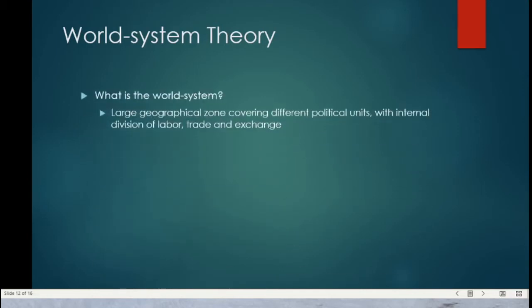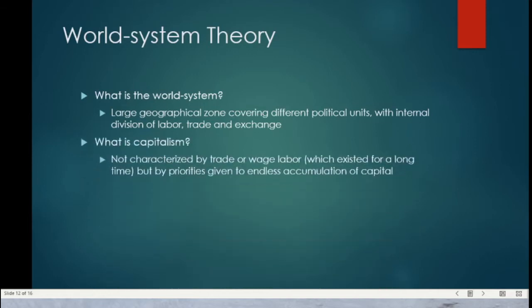So, according to Wallerstein, what is the world system? He defines the world system as a large geographical region covering different political units, with internal division of labor, trade, and exchange. And then he closely associates the modern world system with capitalism. He says that capitalism is not characterized by trade or wage labor, because these actually existed for a long time, but by the priority given to the endless accumulation of capital.